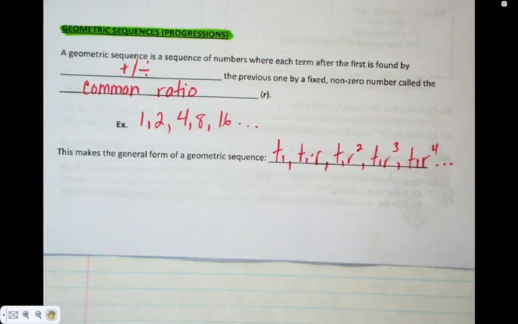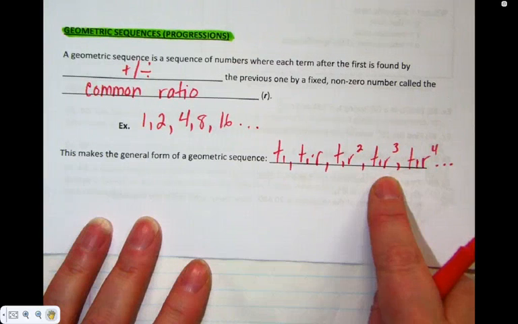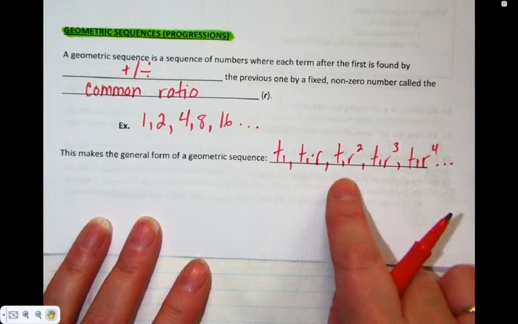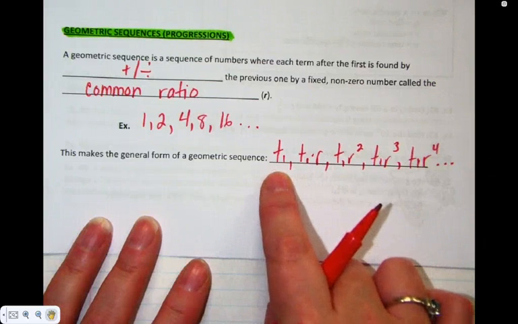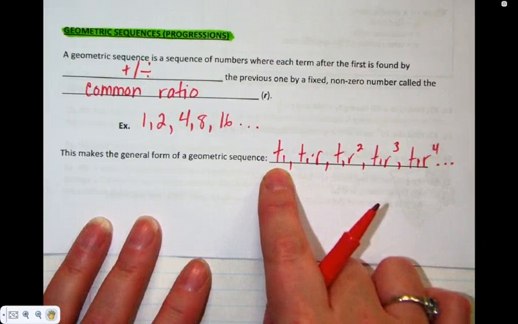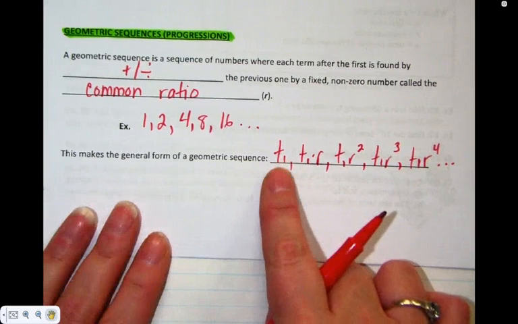So it's going to have a T1 because they all have a T1. So the fifth term has an R to the 4. And the fourth term has an R to the 3. And the third term has an R to the 2. And the second term has an R to the 1. And although we don't see it, there's actually an R in the first term. It's R to the what? 0. And what's anything to the exponent of 0? Nothing.